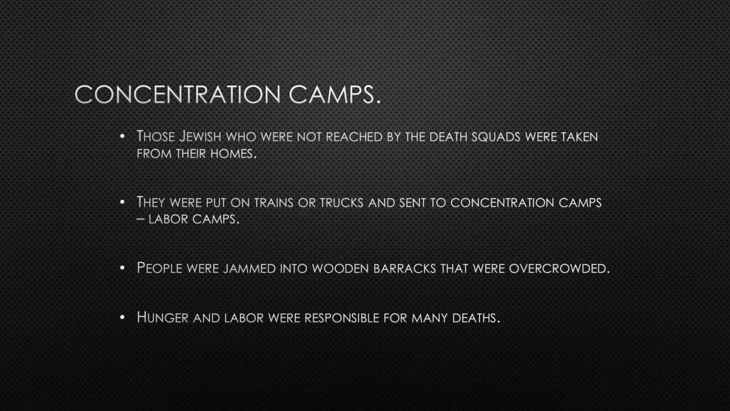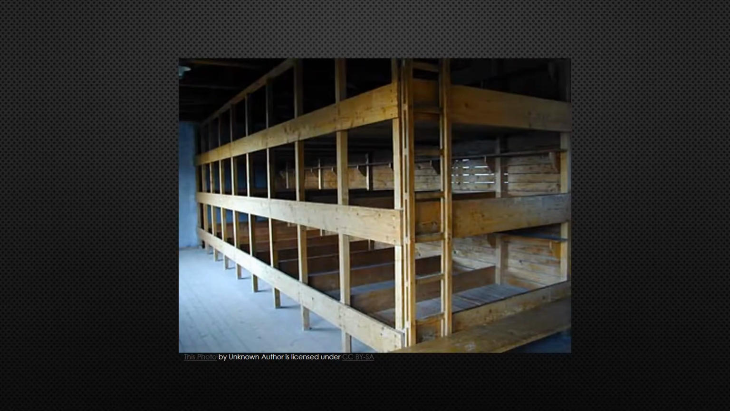People were also jammed into wooden barracks that were often overcrowded, and like we said, hunger and labor were responsible for many deaths. Here we have an example of what I was just talking about. These are the barracks or bunks that people would sleep in. You can see how tiny they are, and how many people they would fit into one row or rack of bunks. Again, very overcrowded, very uncomfortable, and this is what people were put into.